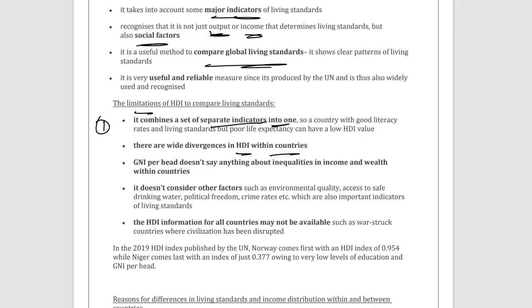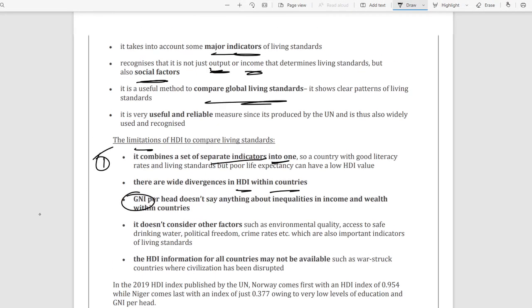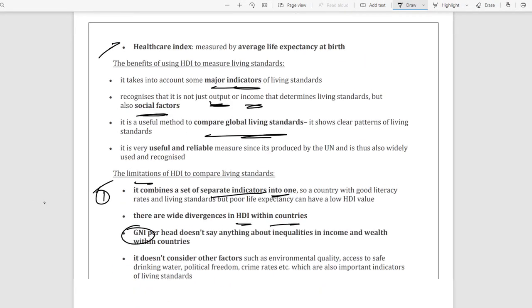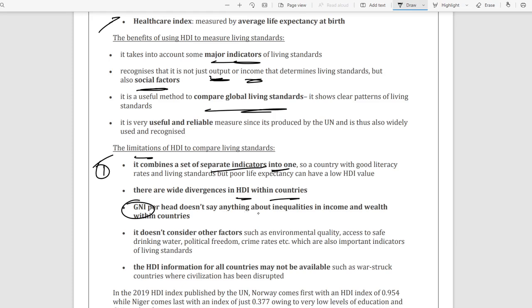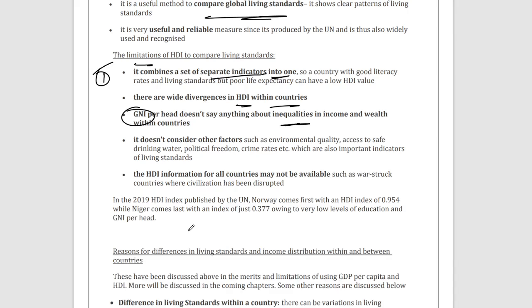And the next thing you can say is that the GNI, we talked about GNI. GNI is simply just the income. When we're talking about income, it does not say anything about inequalities, right? It just talks about income. It doesn't talk about inequality, does it? So that's another flaw. And then it does not consider the other factors like environmental quality, access to safe drinking water, stuff like that. Of course, it only has a look at very particular policies, which can be another disadvantage.